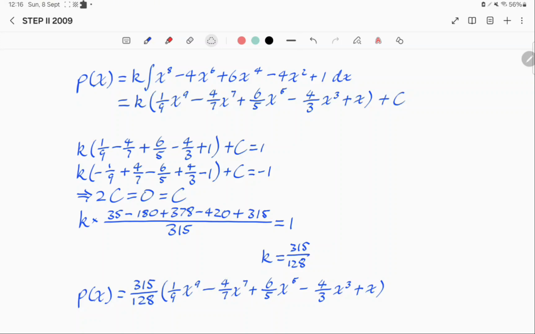Now that we have c equals 0, we can substitute back into, for example, the first equation and solve for k equals 315 over 128. Therefore, p of x is 315 over 128 of (1/9 x^9 minus 4/7 x^7 plus 6/5 x^5 minus 4/3 x cubed plus x).